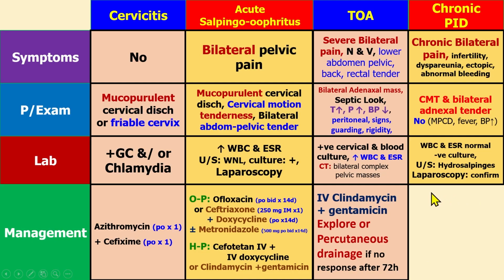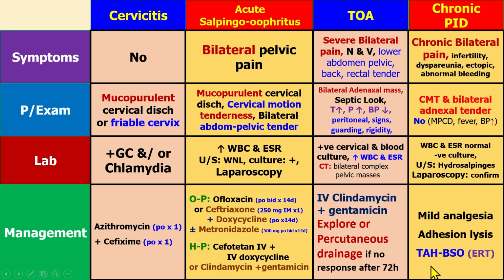You confirm what the condition is, and what the treatment option is. Treatment option is mild analgesia. Okay, so initially give mild analgesia to relieve the pain, and adhesiolysis, but the actual treatment is total abdominal hysterectomy with bilateral salpingo-oophorectomy. So you remove the uterus, the fallopian tubes, and the ovaries. Because we're removing all these structures, give estrogen replacement therapy.